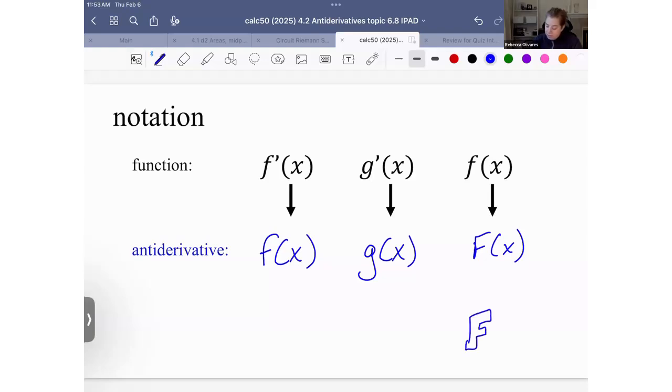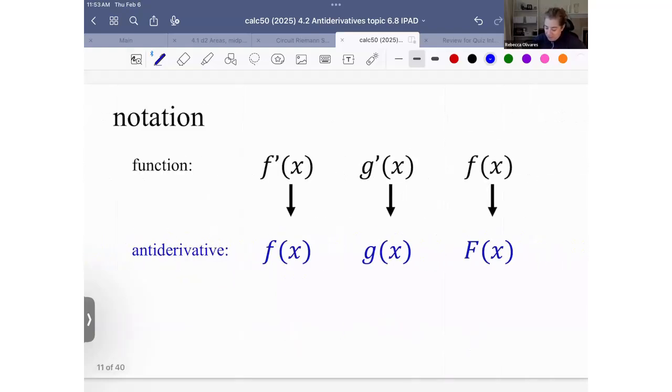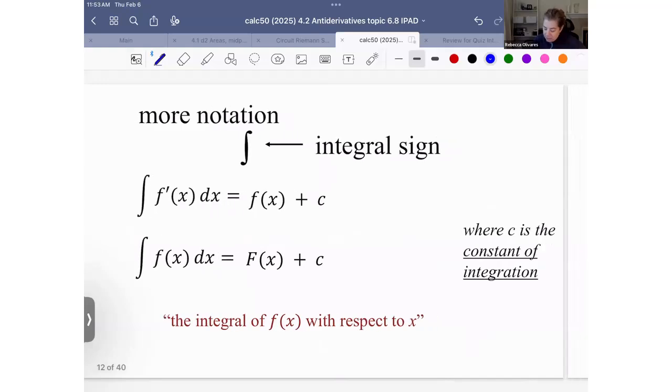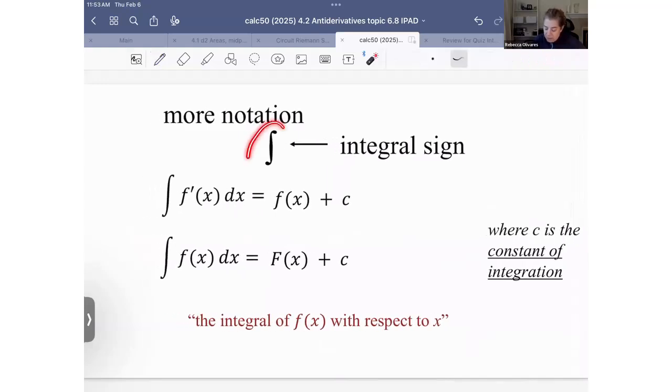You don't actually see that, but you could say that. Okay, so this notation, we've seen this already. This is this little elongated looking s. This is your integral sign. And so this is how we can write it.